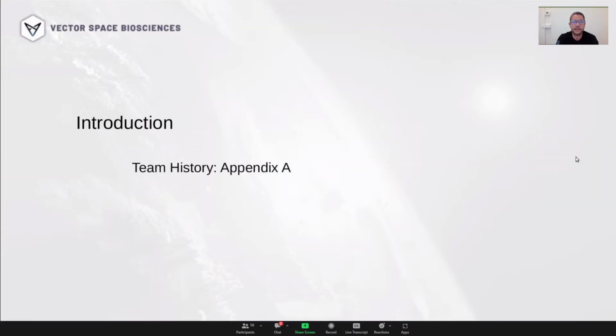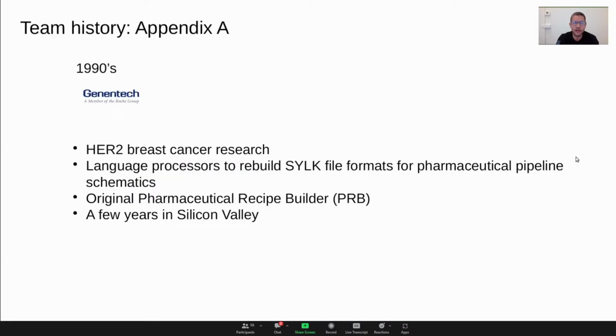And I'll just take you through a quick history. We got our start in the 1990s at Genentech working on HER2. This was related to breast cancer research and language processors associated to building what are called silk file formats. This related to pharmaceutical recipe builders that Genentech used back then.